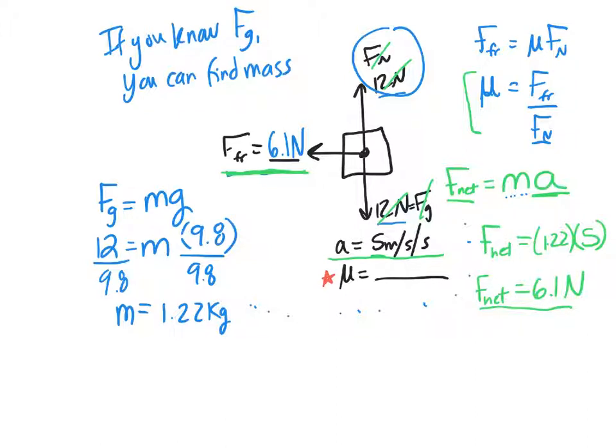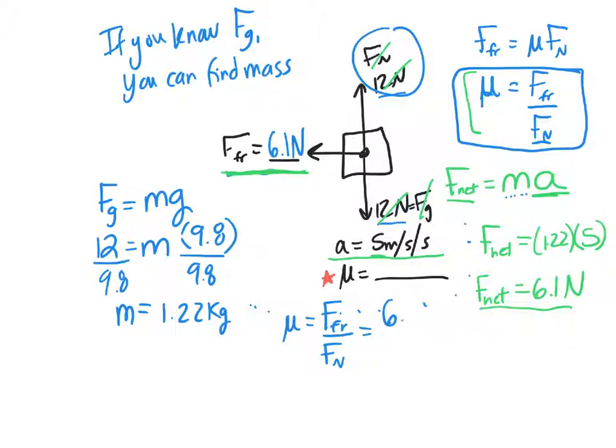Okay, so now we're nearly done. We can go all the way back up to this equation here. Mu was equal to force of friction divided by the normal force. So the force of friction was 6.1 divided by our normal force, which was 12, and we get a mu of 0.51, and there are no units on that.